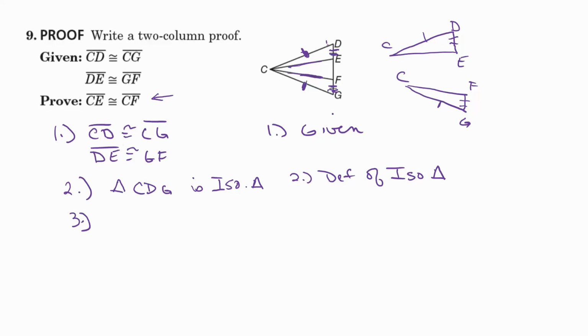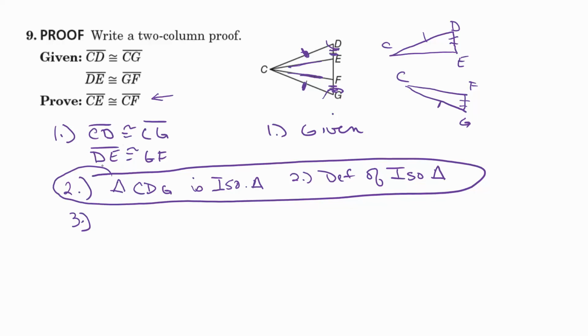Therefore, I know that angle D is congruent to angle G. And I'm not even sure that we really need this proof right here. Because our theorem says that if two sides are congruent, then the two angles have to be congruent. So let's just label this number 2 and say that angle D is congruent to angle G. And that's by the isosceles triangle theorem.